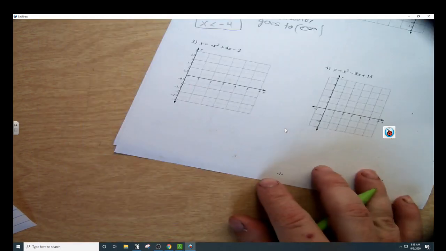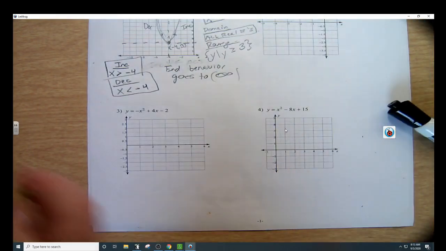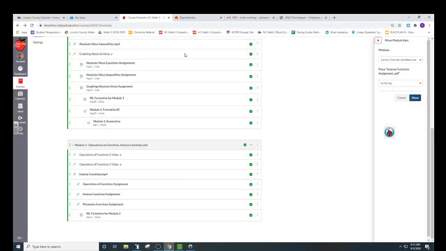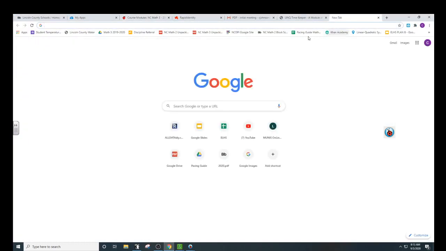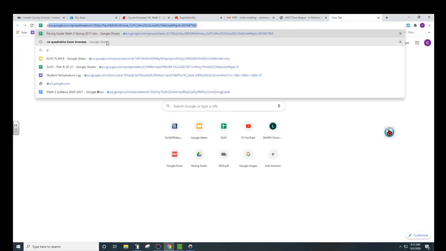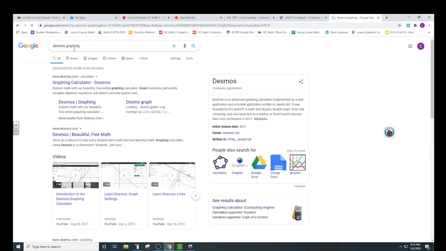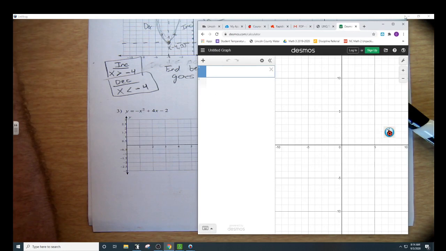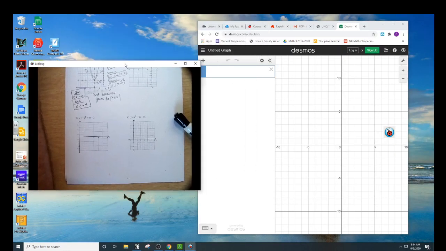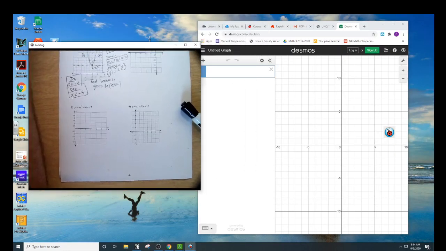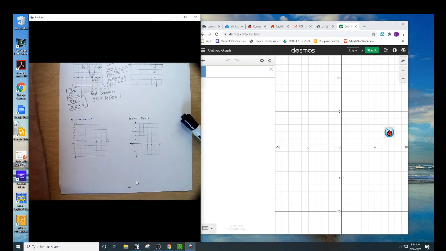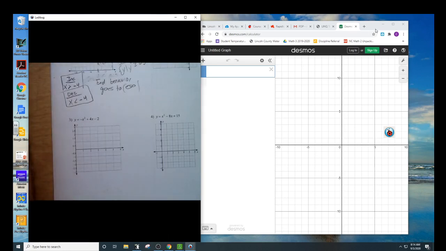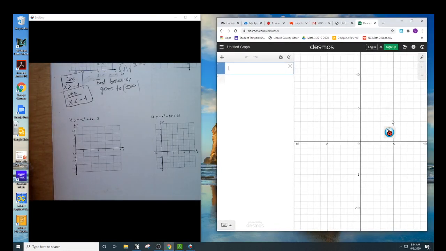Now let's do number 3. We're going to do this on Desmos, which makes it a lot easier on us. So now I'll pull up Desmos graphing. There we go. Now, let me make the screen a little bit bigger. Zoom in a little bit. Let's get this screen over a tad. Move the ladybug.